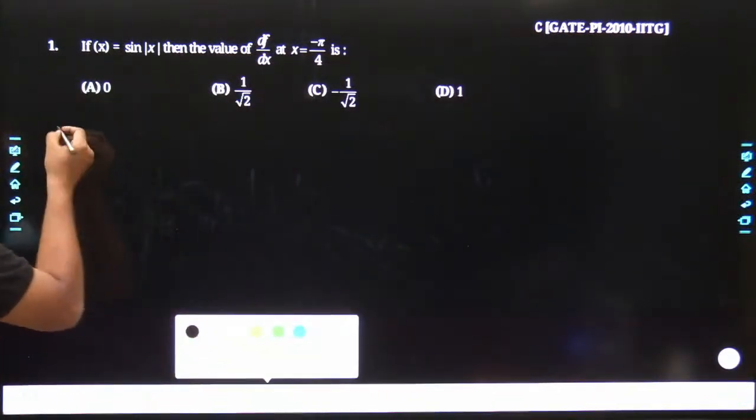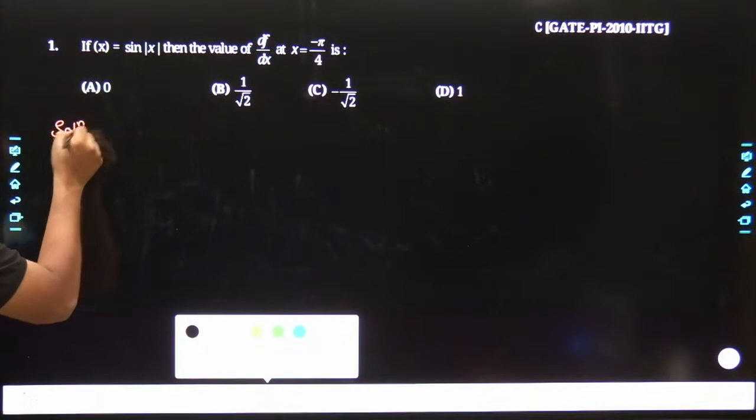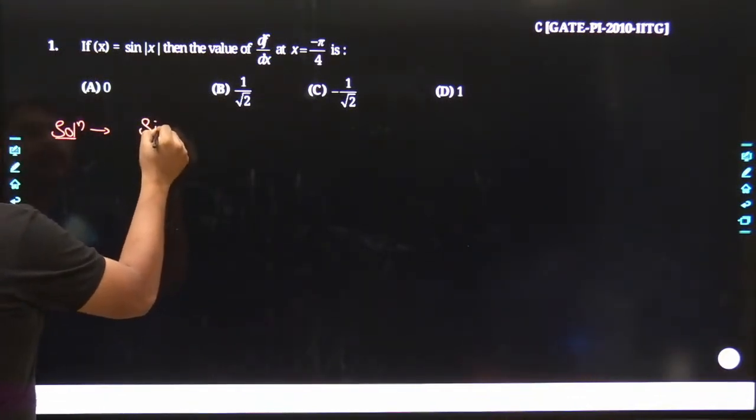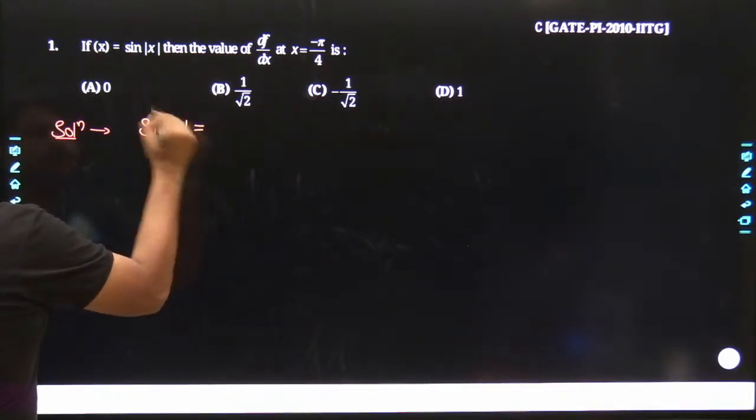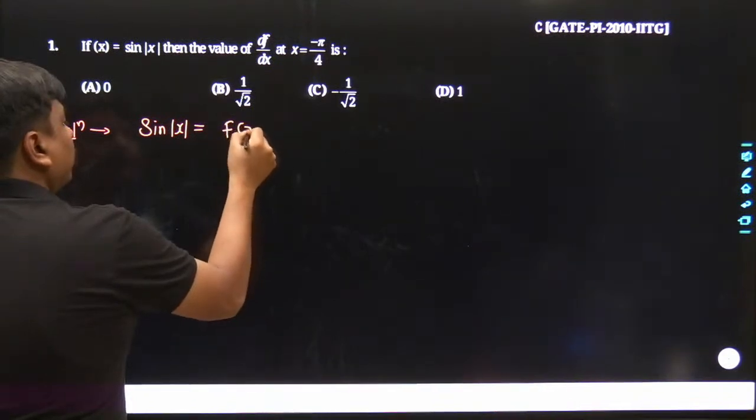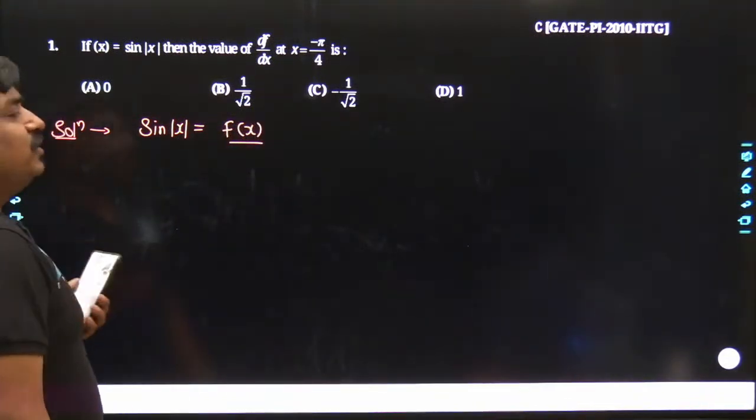Let me focus on the function itself. The function is a modulus, or absolute function, of x applied over the sinusoid. This is f of x. May I know where the differentiation has to be carried out?